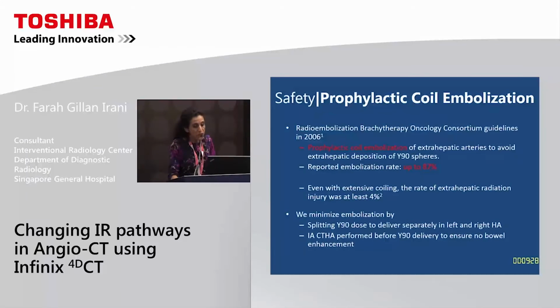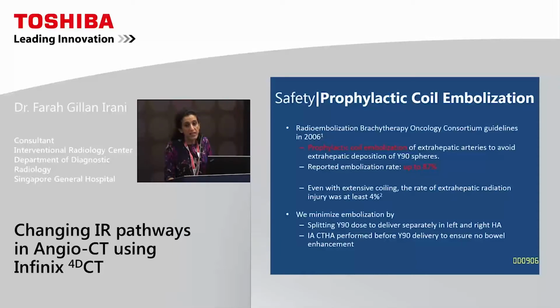We know that prophylactic coil embolization, according to the Radioembolization Brachytherapy Oncology Consortium, of extrahepatic arteries is very important to prevent extrahepatic deposition of Y90, and reported embolization rates can be as high as 87%. However, even with this high coiling rate, about 4% of patients will get extrahepatic radiation doses.